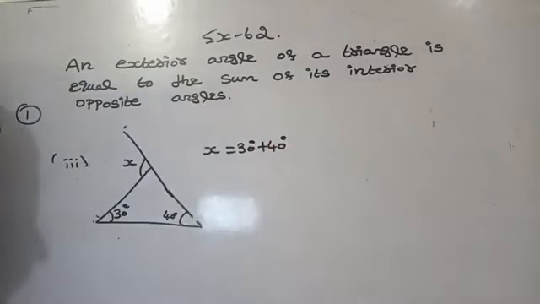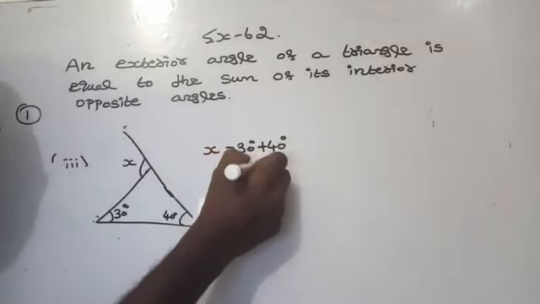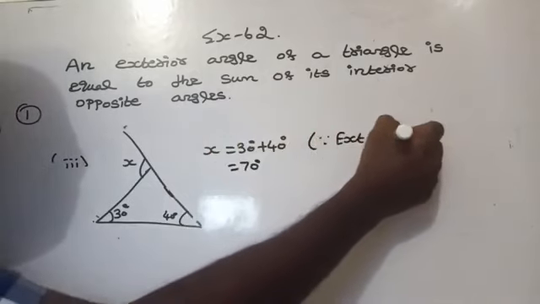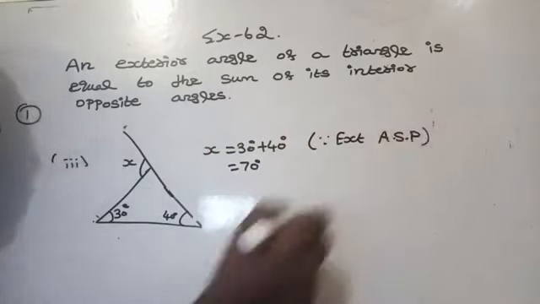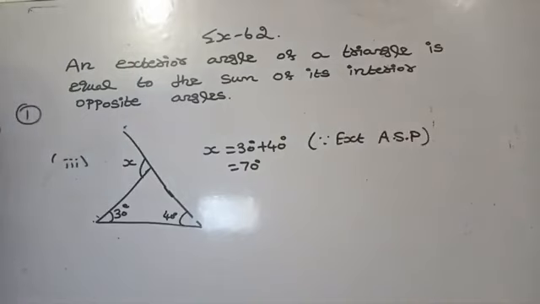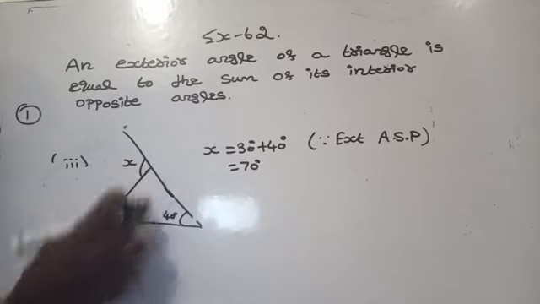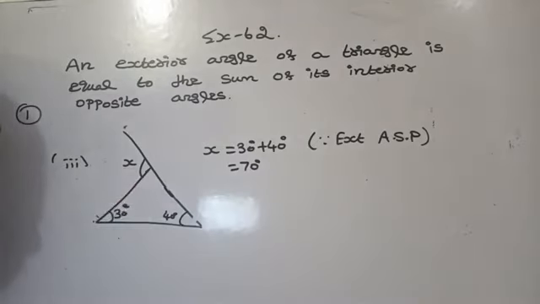Am I right here? Then 30 plus 40 is what? 70 degrees, since exterior angle sum property of a triangle. Am I right? If it is 70, then the other angle will be 110 degrees. Are you getting it? Yes. Shall we move to the fourth part now? What is the fourth part?